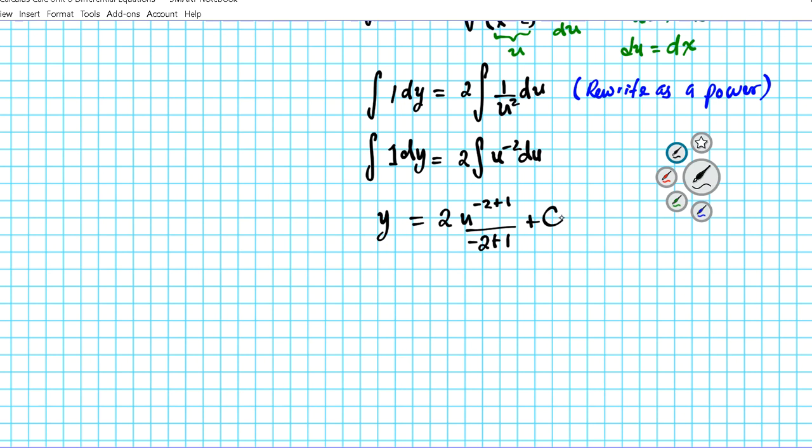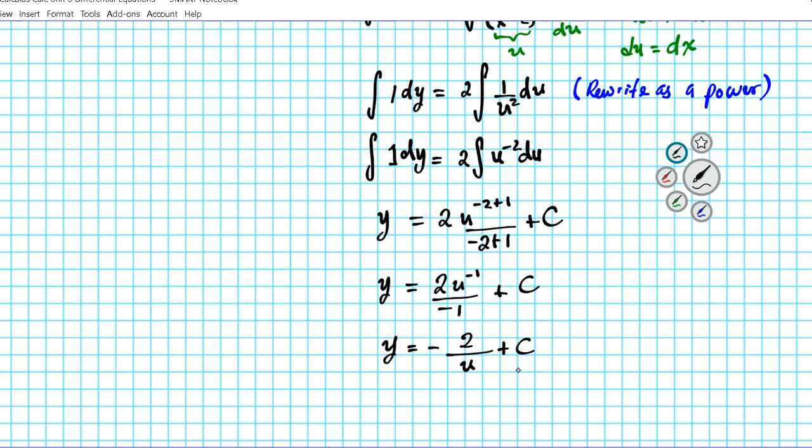Okay, so this c is a composite c. This c is a combination of the c from the left and the right combined together. Okay, all right, so we're going to have y equals 2u to the negative 1 over negative 1 plus c. Let's simplify this completely first, and then we have y equals negative 2 over u, when you reciprocate the u to the negative 1, plus c.